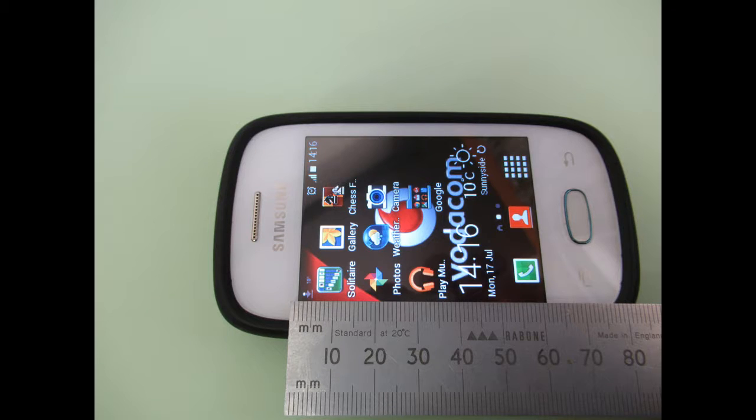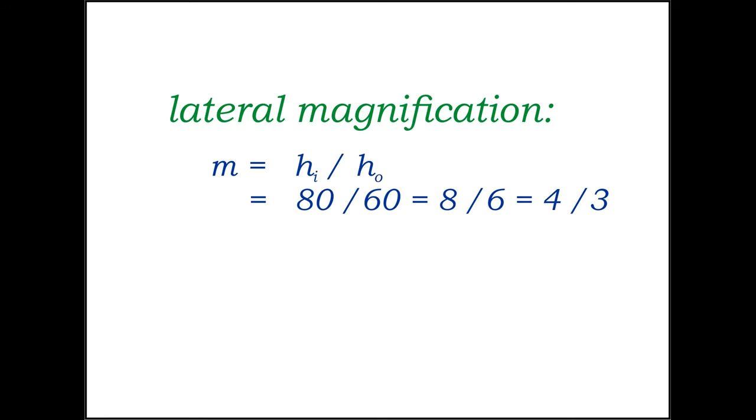My cell phone screen is rather small. Its height is 60 millimeters, and I thought I would like to enlarge it to about 80 millimeters. This gives a magnification of 1 1/3 or about 130%.